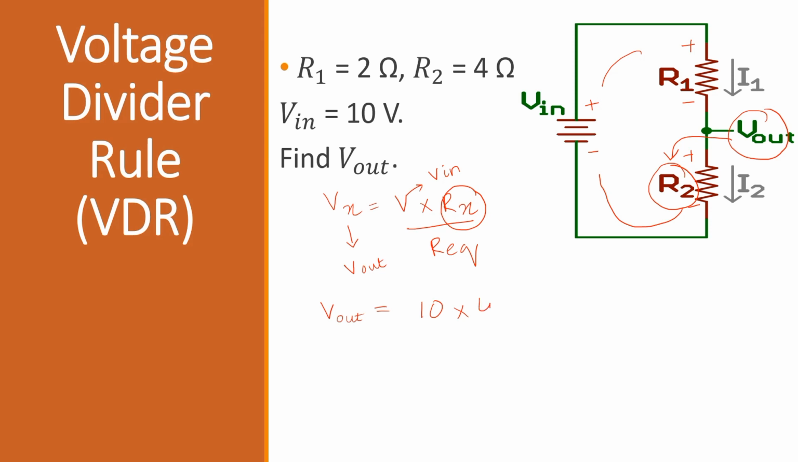Now, by putting all these values in this equation, we get Vout is equal to 10 multiplied by 4 divided by 2 plus 4, because both of these resistors are connected in series. After solving, we get 6.66 volts, which is the unknown voltage.